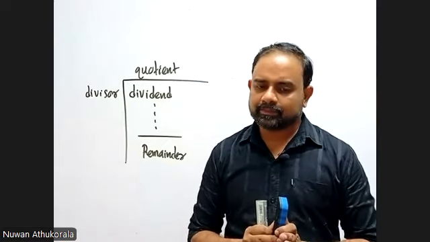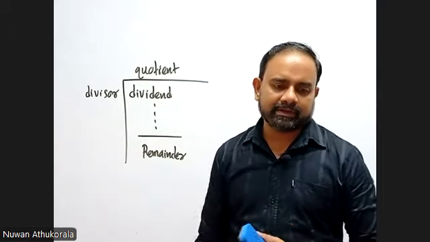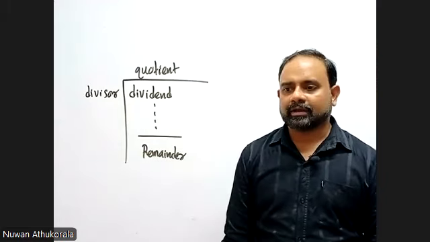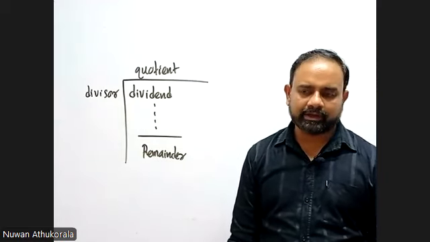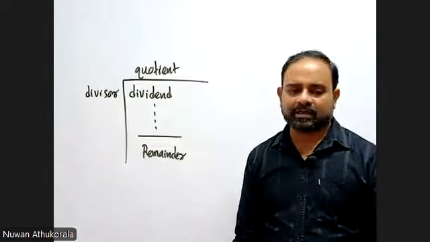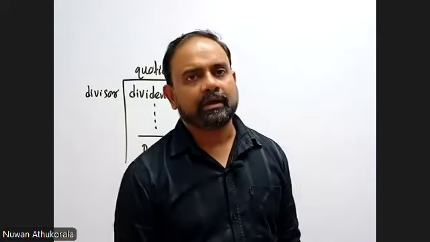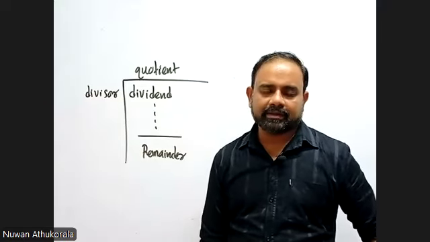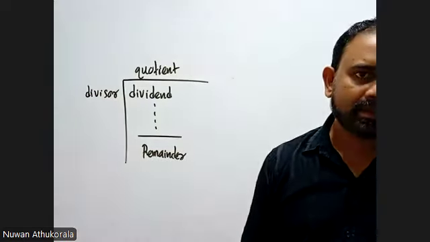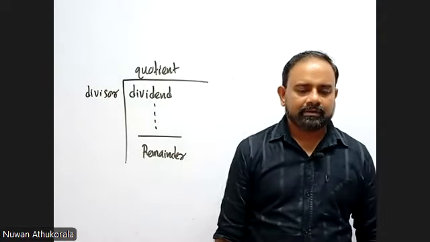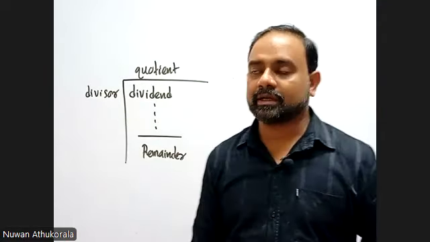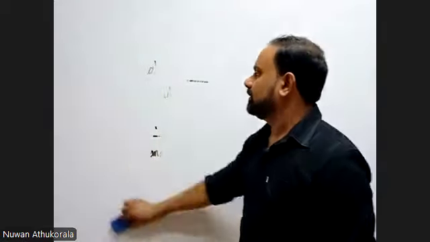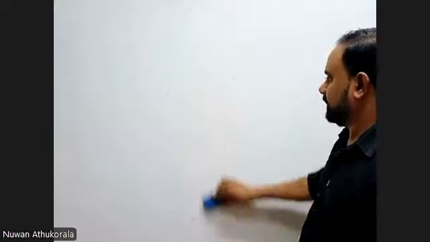Write down the question. Simplify the followings by long division. Write the quotient and remainder of each.